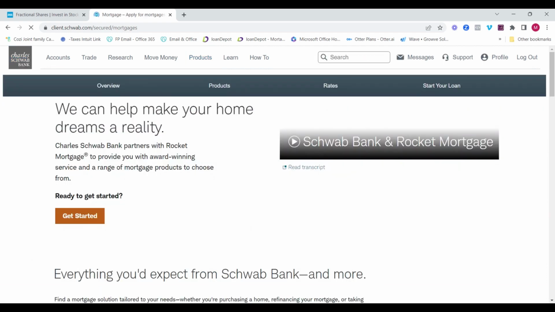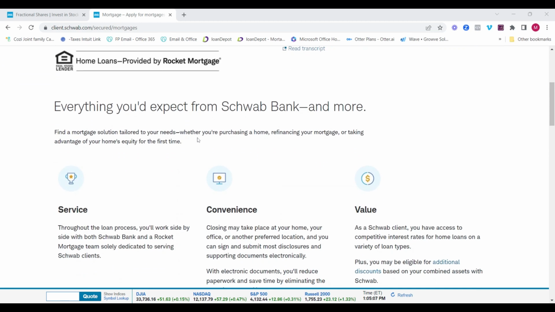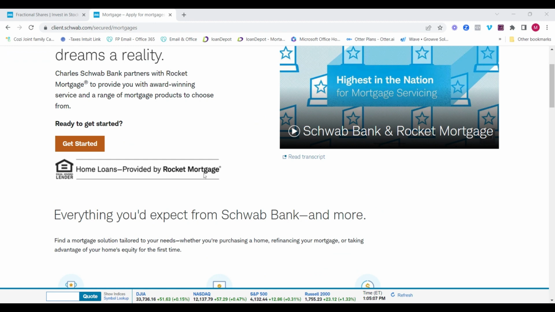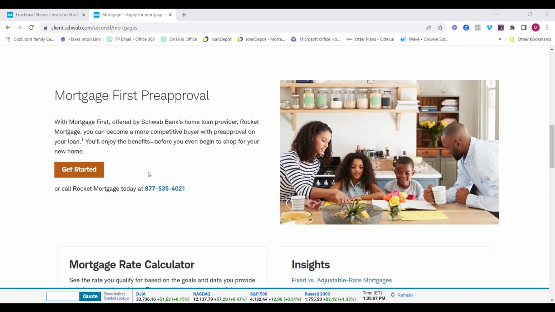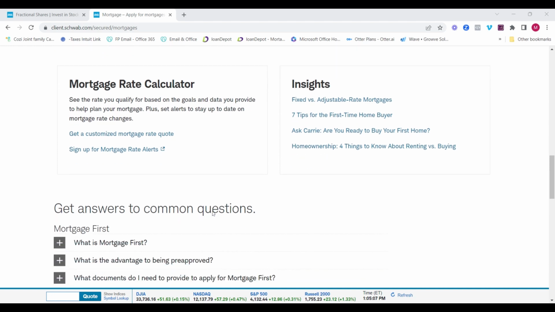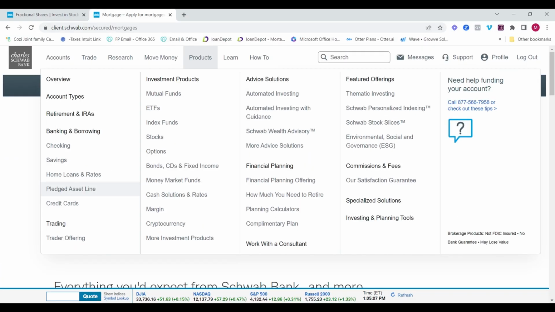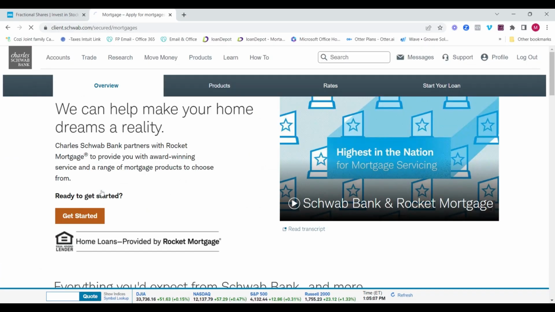So home loans and rates. You can actually apply for a mortgage here at Charles Schwab. So once your accounts are transferred over, or once you already have an account, you have that ability to. So it's basically through Rocket Mortgage. And you can do your pre-approval through here, and you can use the mortgage rate calculator and just read some articles based on some of your interests here. So pretty interesting feature.